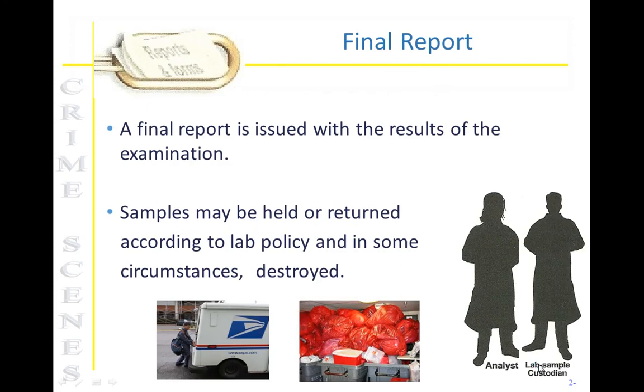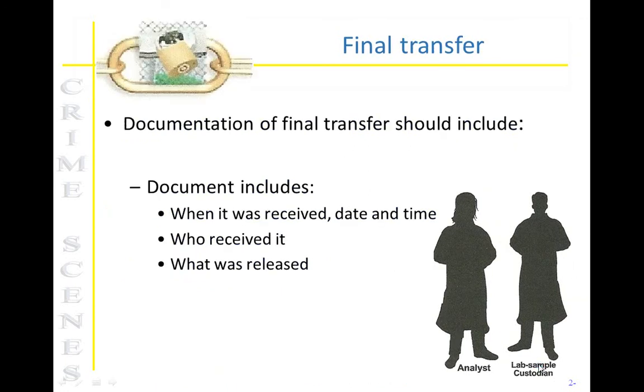Usually a final report is generated, and it may contain some of this information concerning the chain of custody. The analyst may return the item back to a custodian there at the laboratory, or it might be returned back to the agency. But all of this would also be included in that chain of custody documentation. So they would also be documenting when they received it, the date and time, who received it, and who released the evidence, and then specifically what evidence was released.